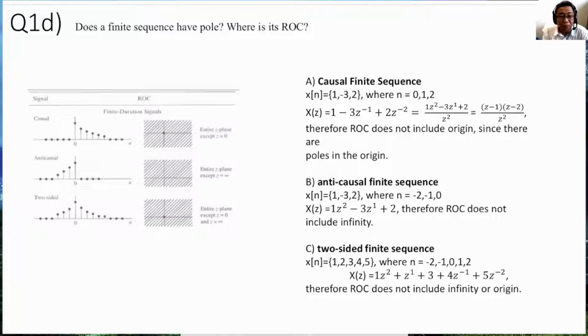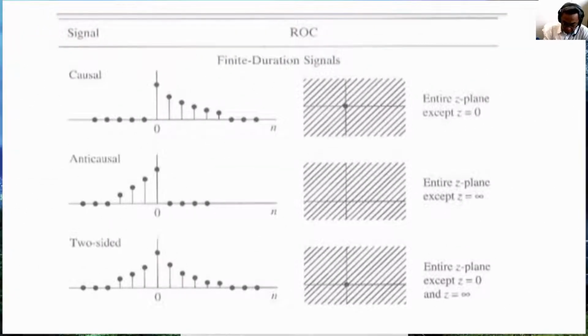This is tutorial 5A question 1d. The question now asks, does the finite sequence have a pole? And if so, where is the region of convergence? So the finite duration signals are these.